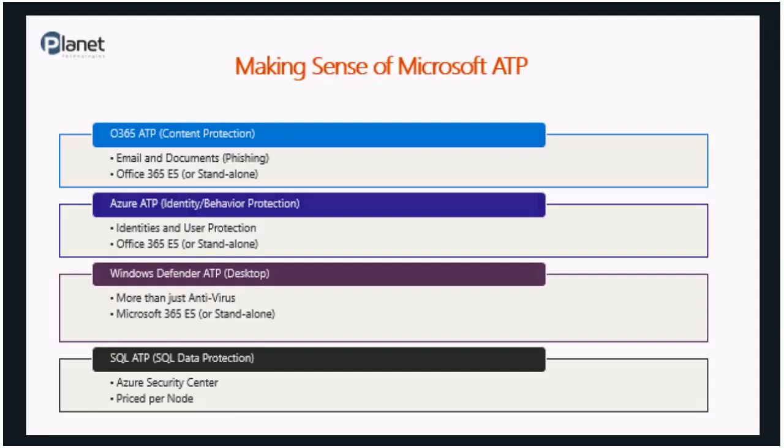And then SQL ATP, which is a little different than the rest of these, but it's sort of living on the same branding name. And I don't have a problem with the branding name because I think it makes it easy to understand. These are smart, connected security services from Microsoft. It's part of the Azure Security Center, and it's priced per node, right? So it's completely different. We're trying to protect particular SQL instances.